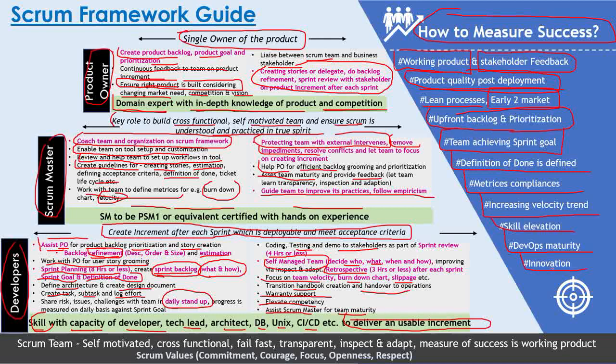So it goes from top to bottom. If you read it this way, they are doing innovation, they are maturing DevOps, the skills are improving, velocity is improving, metrics are compliant, definition of done is there, the team is achieving the sprint goal. All this will bring a working product and good stakeholder feedback. So if you want to measure the success of this Scrum framework, you can measure on all these parameters.